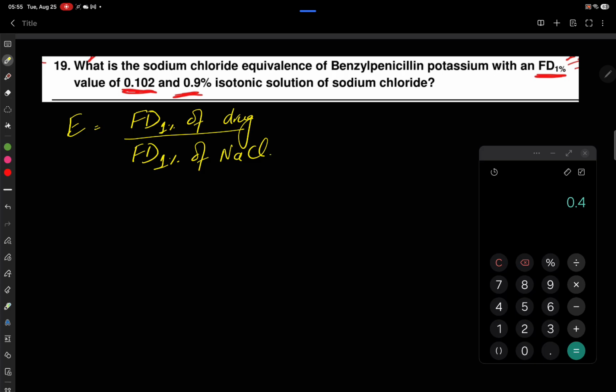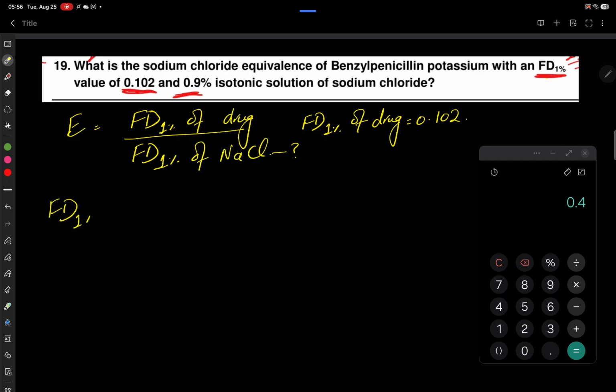Sodium chloride equivalence of benzylpenicillin potassium with an FD 1% value of 1.02. This is the FD 1% value of drug, that is equal to 0.102 in a 0.9% isotonic solution of sodium chloride. So FD 1% of NaCl is not given. Now we have to calculate this one.